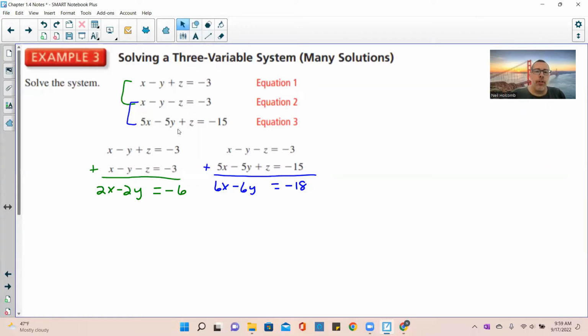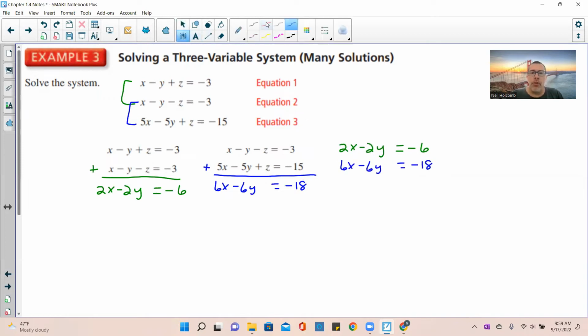Okay, so now what we're going to do is take our 2 new equations and combine them. When I take a look at them, I'm going to have to manipulate these somewhat. There are no opposites or equals. 2 does not equal 6. So I'm going to multiply the top by 3.